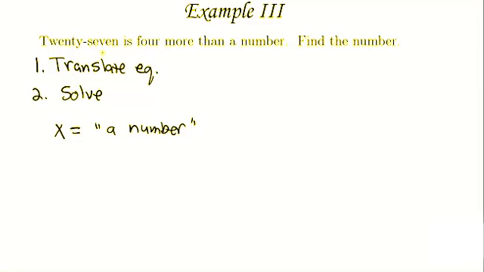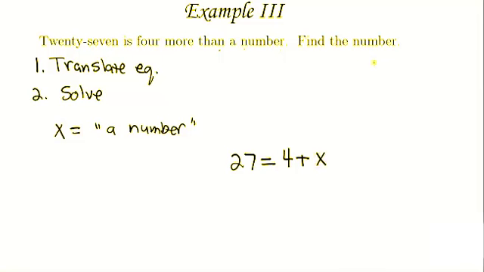Okay, now I'm ready to translate. My left half first. Very easy to translate. 27 is equals. So that half was very simple to translate. Now the right half. 4 more than a number. 4 more than. I need to turn that into a mathematical operation, which is adding. And it's 4 more than a number. Well, I already said that. I'm going to call my number x.